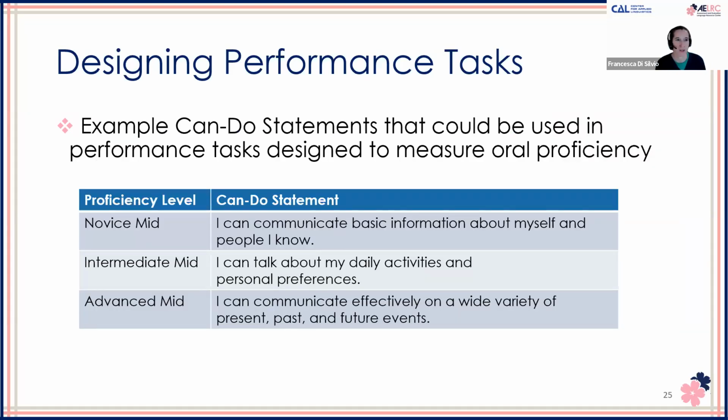So these are a few, again, of the high-level can-do statements that are available on that website at different levels that you can choose as your objectives and adapt for measuring oral proficiency. So at the novice level, we're talking about communicating basic information about yourself and the people you know. At intermediate mid, that might be talking about daily activities and personal preferences. And at advanced mid, talking about communicating on a wide variety of present, past, and future events. So things like narration.